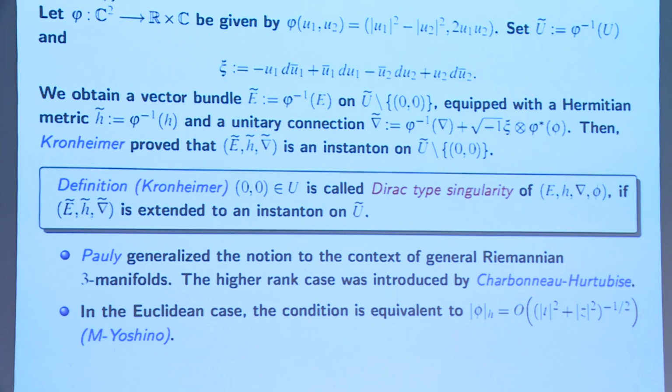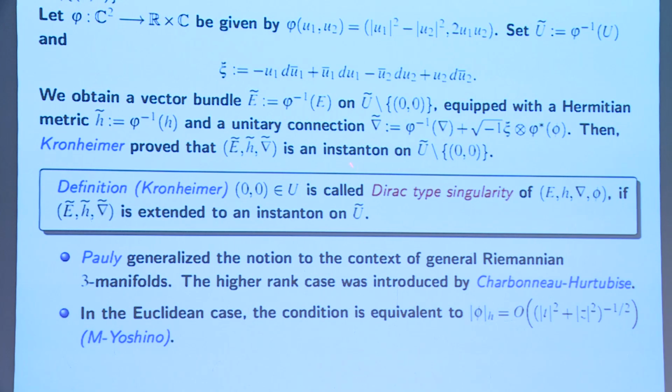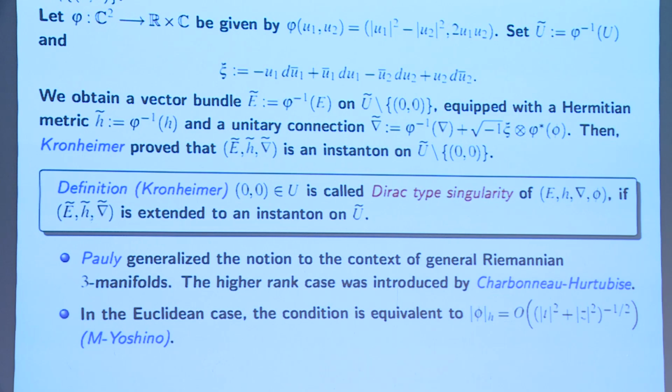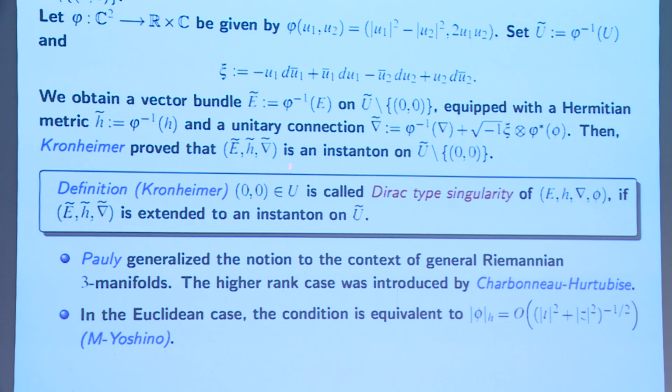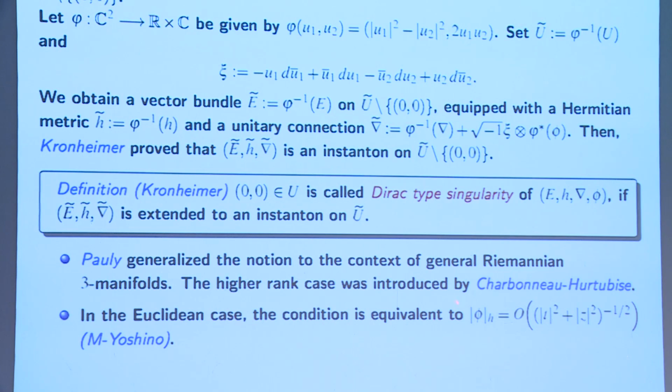By definition, a priori, this instanton is just given on the complement of (0, 0). In general, it is not extended across (0, 0). If it is extended across (0, 0), then (0, 0) of U is called a Dirac type singularity of the monopole. This is a very natural and reasonable condition for the singularity of monopoles.